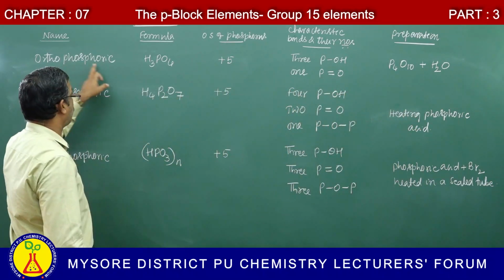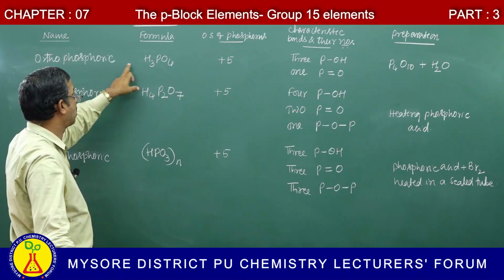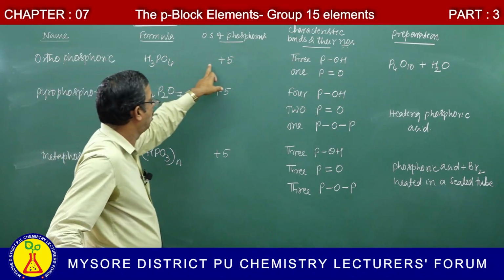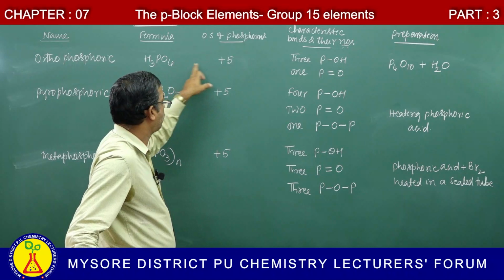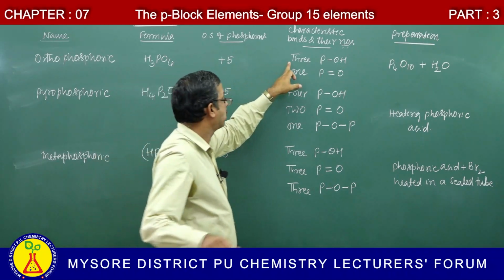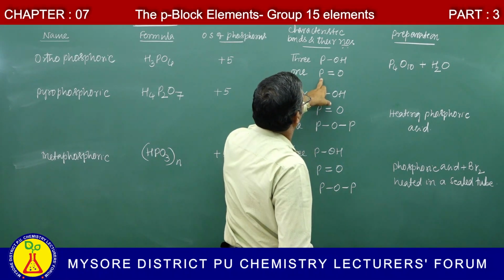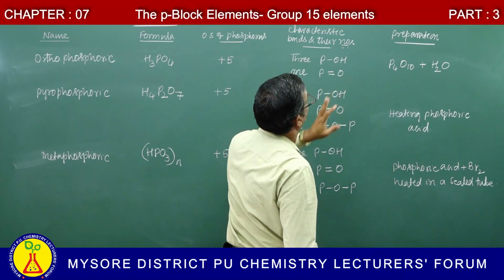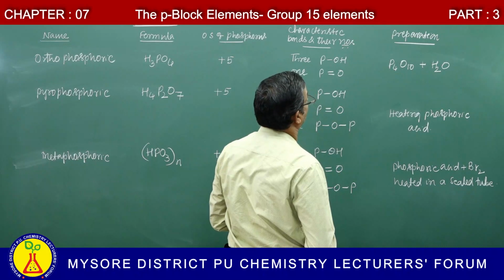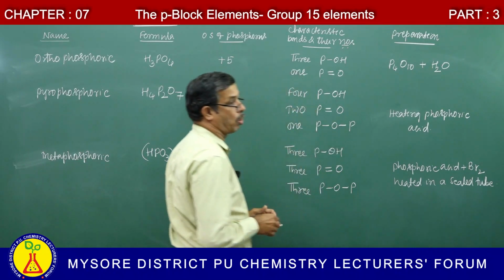Here, orthophosphoric acid. Its formula is H3PO4. The oxidation state of phosphorus is +5. It contains 3 P-OH and 1 P=O bonds. It can be obtained by treating P4O10 with water.